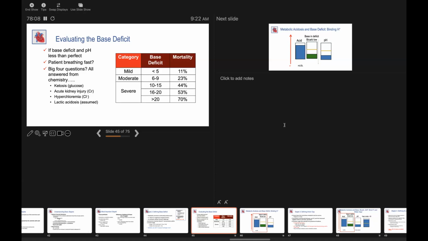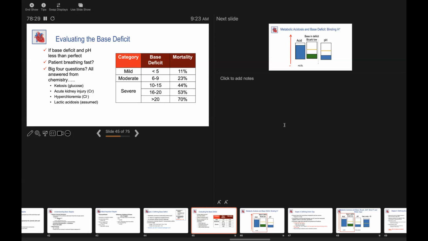Now we like base deficit because it's a calculation of circulating buffers. So it gives a little more weight to some of the other buffers, but it doesn't really matter. Big four questions. Whenever you see base deficit, big four questions. Number one, is my patient ketotic?